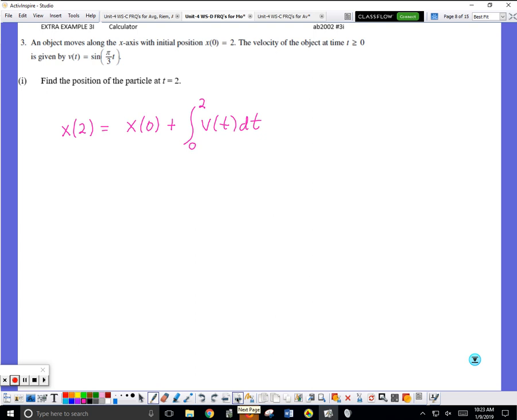So go to extra example 3I. And you should be able to solve this on your own. We've already talked about how to do it, so see if you can do it yourself. If not, stop me and I'll help. So do extra example 3I.